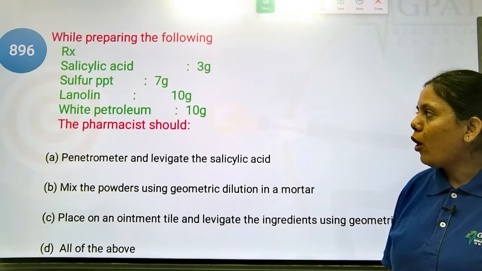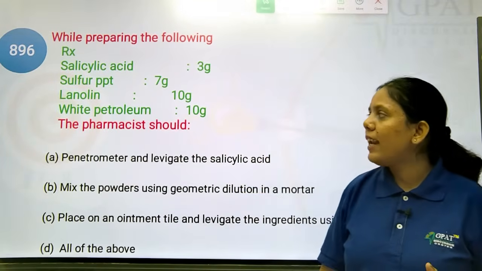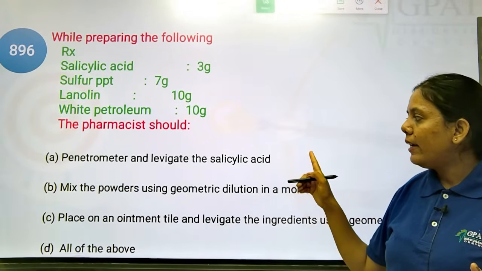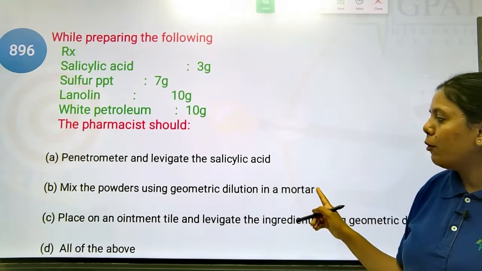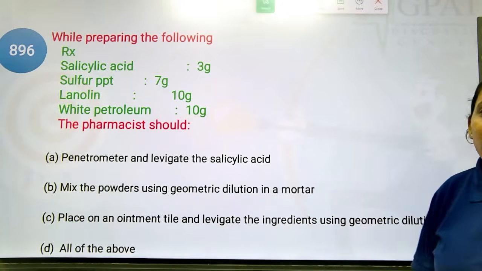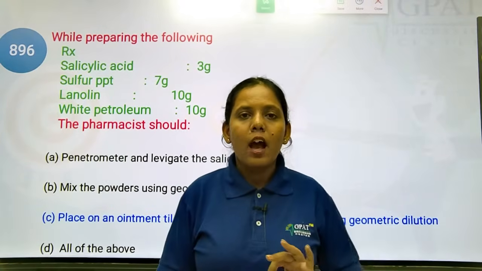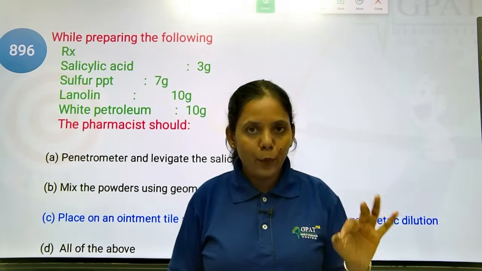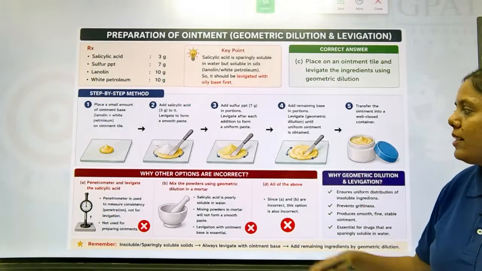While preparing the following, one formula is given: salicylic acid, sulfur precipitate, lanolin, white petrolatum. The pharmacist should levigate the salicylic acid. Place it on an ointment tile and levigate the ingredient using geometric dilution. Basically, levigation is nothing but particle size reduction, but it differs from trituration in that when you use liquid in the process of size reduction, it is known as levigation. Option C is the right answer.